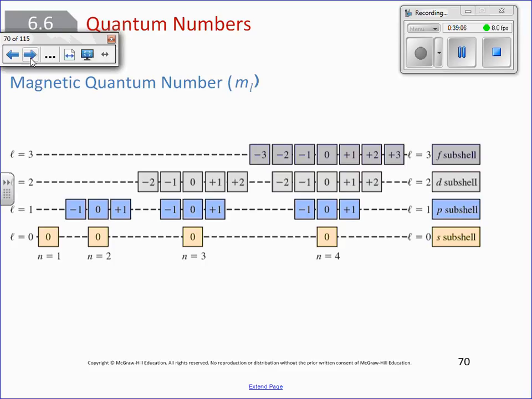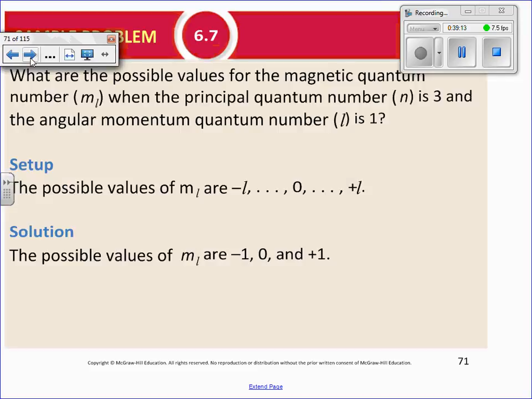So if I look and say, what are the possible values for m sub L when the principal quantum number is 3 and the angular momentum quantum number L is 1? Well, you know, m sub L has to be minus L, 0, plus L. So if L is 1, m sub L has to be minus 1, 0, and plus 1.